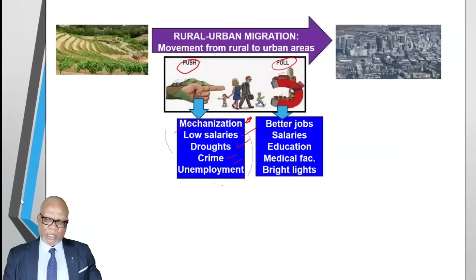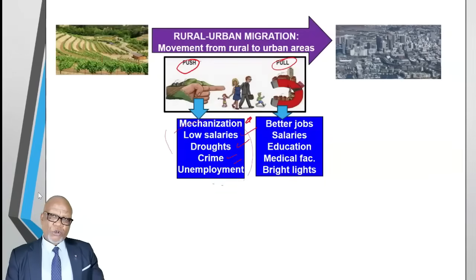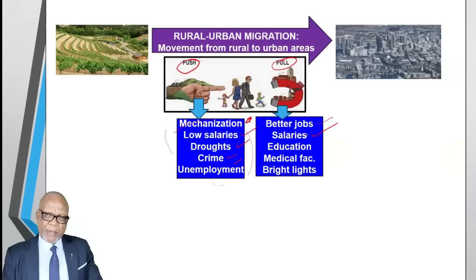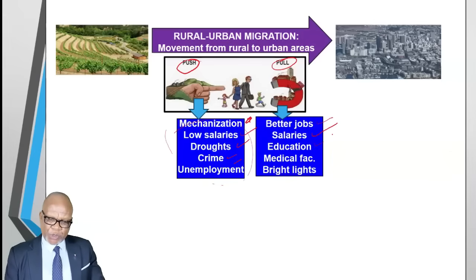Okay, let's move on. Now, your pull factors must have a description. Remember, I am doing slides, so slides must be just short. Better job opportunities. You cannot just say salaries, because people here also have salaries. So it must be better salaries. It must not be education, because there is education in rural areas, but the standard of education is poor. So you must say better standard or higher standard of education.